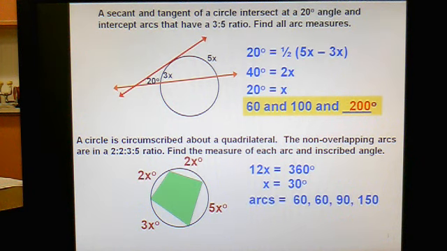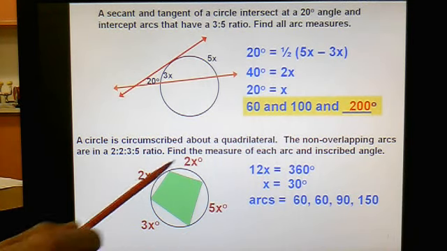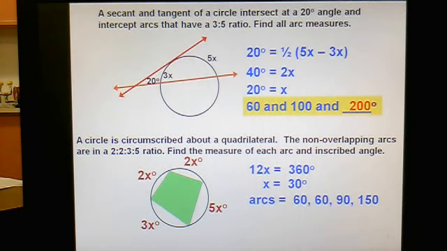You have to step this up a notch now. To find this angle, we've done something like this a couple days ago, maybe a week ago. You'd have to realize that it's the combination of these two arcs that it intercepts. So the top angle is intercepting a total of 8x. 8 times 30 is 240. This angle should be half of that.